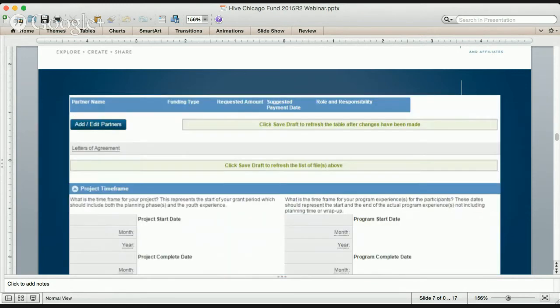Okay, on to the next one. Again, this is a drop-down menu, but this is a feature that was there in the past. We just tweaked it again. You're going to add and edit your partner. In order to apply for funding, you need to have a Hive member partner.